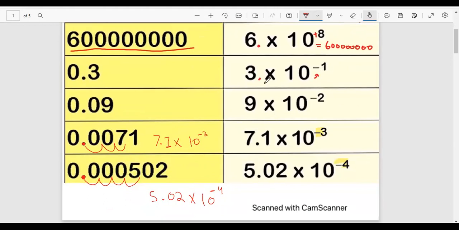It is -1. So I will move it 1 unit towards the left side. So it would become 0.3. It's -2. So it would move 1, 2 units towards the left. So it would become 0.09. 3 units. So 1, 2, and 3. So it would become 0.0071. And then 4 units. So it would become 0. I already have 5. So I need 3 more zeros. 1, 2, 3. And then 5, 0, 2.